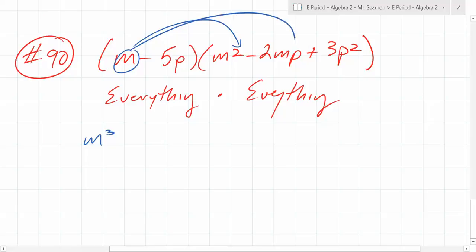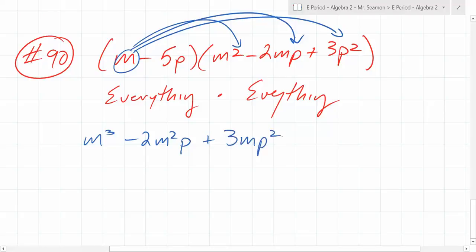And then you have minus 2m squared p, or plus 3mp squared. How many more multiplications do we need to do, Milo? Is it okay if we do the vertical thing now? We could. I don't want to, but we could. If you get the same answer, good for you. That's fine. I'm not going to do both. It takes a little while, but absolutely, that's a great way to keep track of it. If it works for you, go ahead.